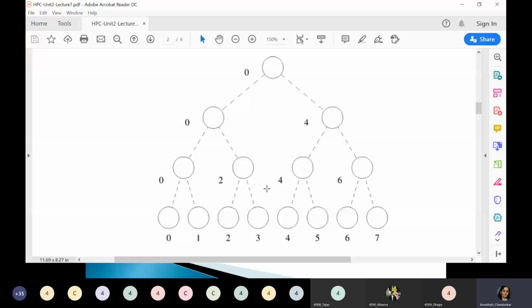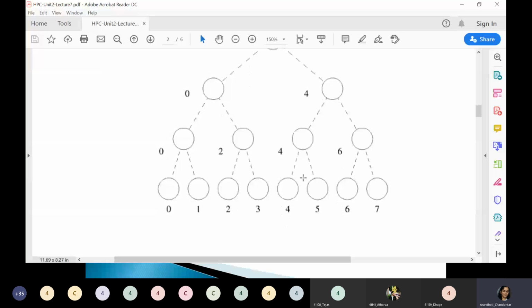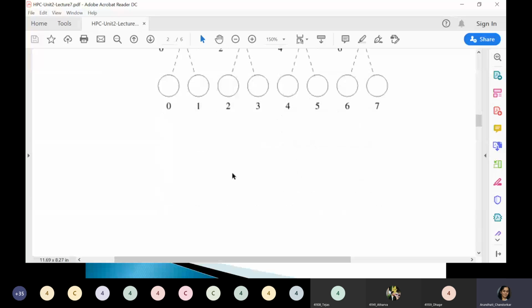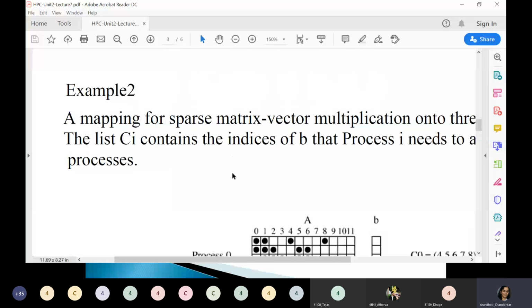Next category, task partitioning. Totally, it is dependent on the task dependency graph. So just go on mapping the nodes of the task dependency graph to the processes to have the minimum inter-process communication. I hope it is clear, students. So let us go ahead with some more problems. Example 2.